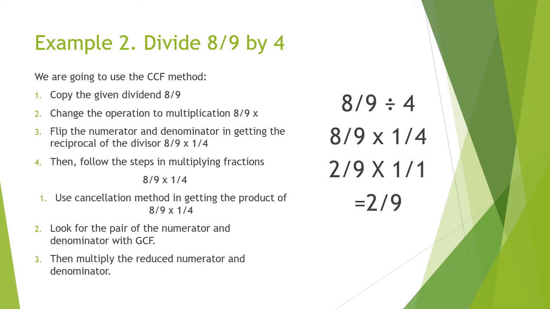Then follow the steps in multiplying fraction, 8/9 times 1/4. Use cancellation method in getting the product of 8/9 times 1/4. Look for the pair of the numerator and denominator with GCF. Then multiply the reduced numerator and denominator. We have 2/9. Is it already a lowest term? Yes. Therefore, 8/9 divided by 4 is equal to 2/9.